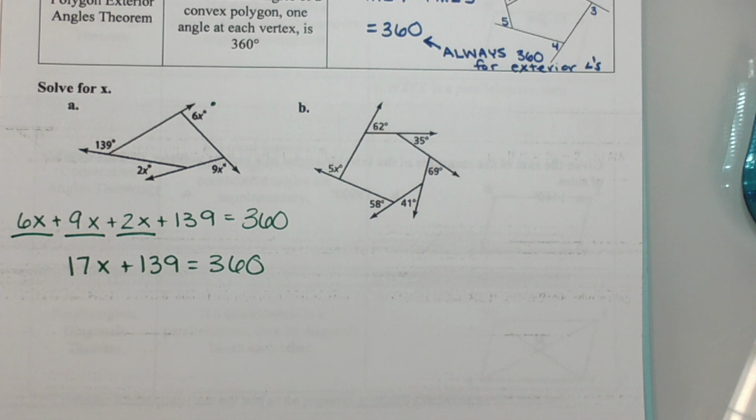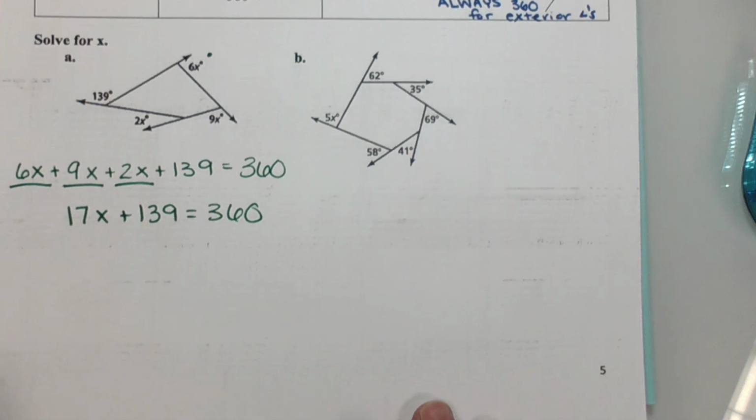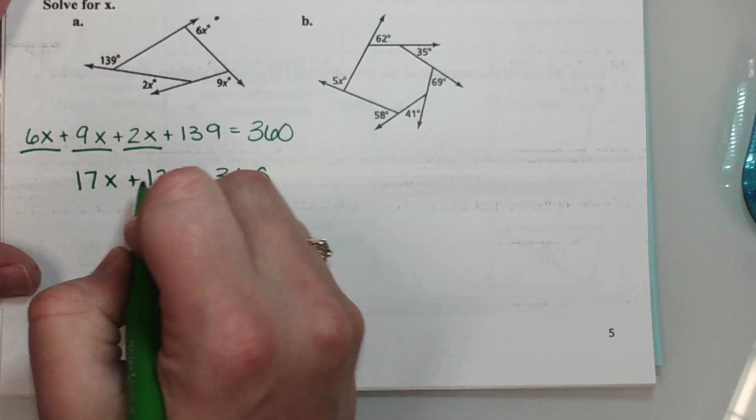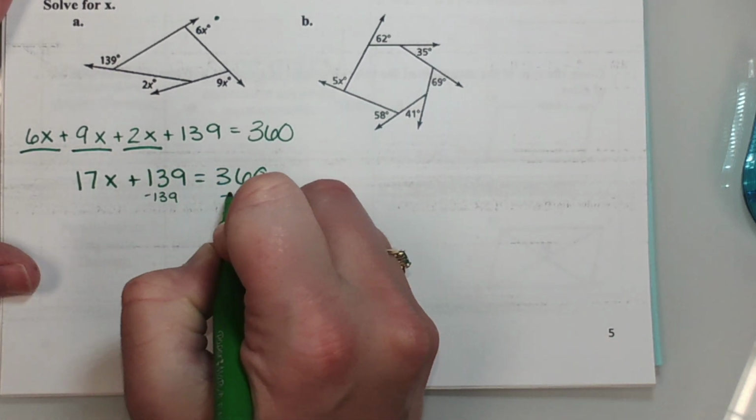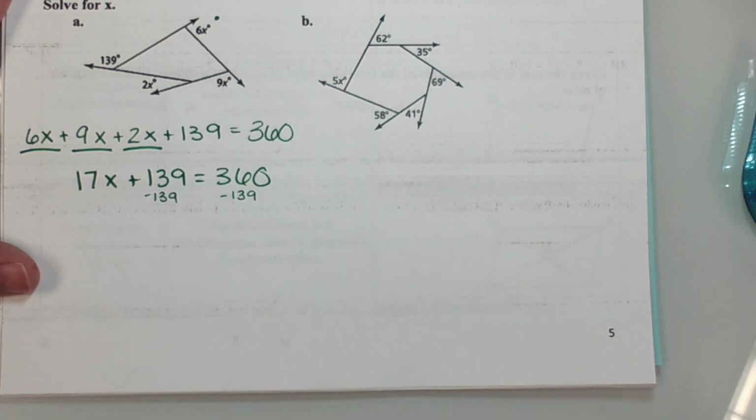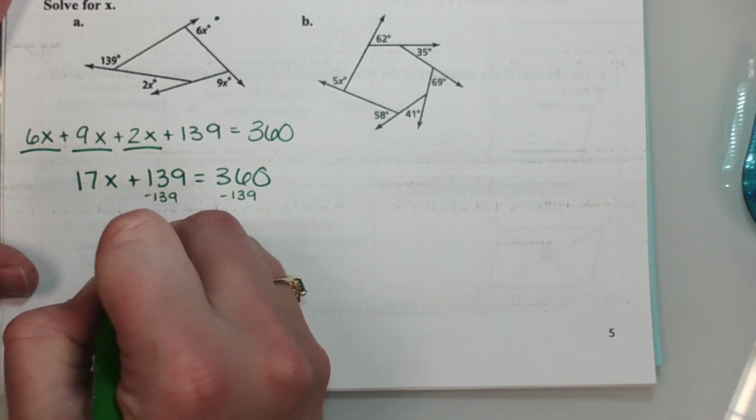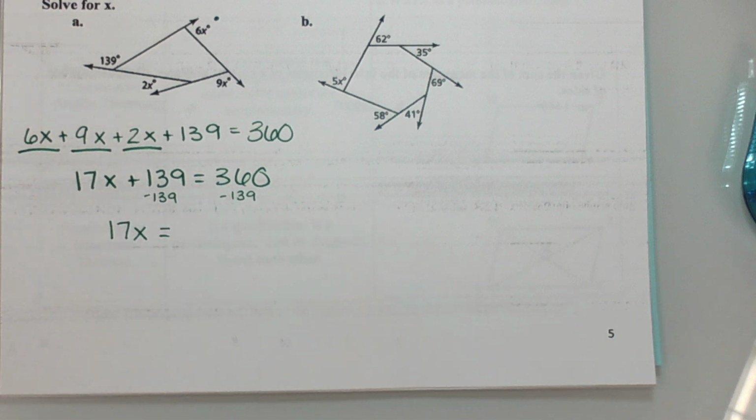Brody, what would you tell me to do next? Subtract 139 from both sides. If this was a proof, would it be called subtract? Yeah. 17x equals 221? Yep. Sweet.